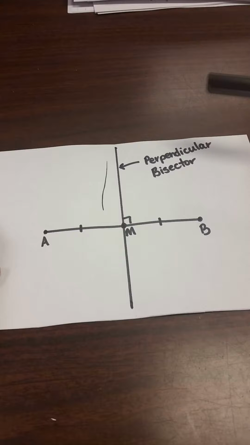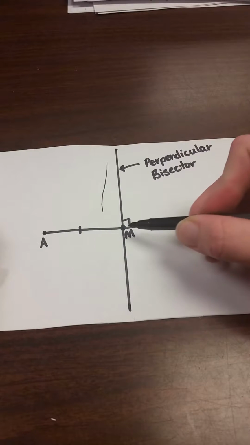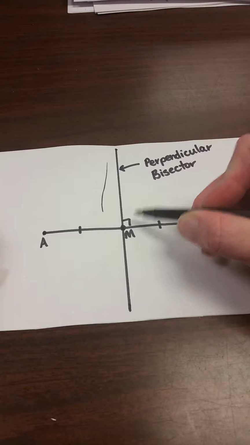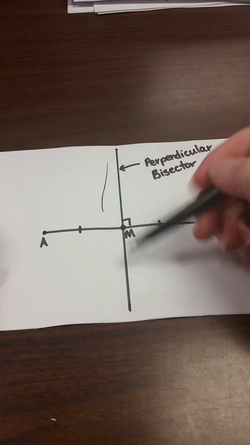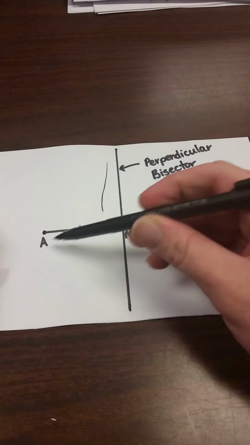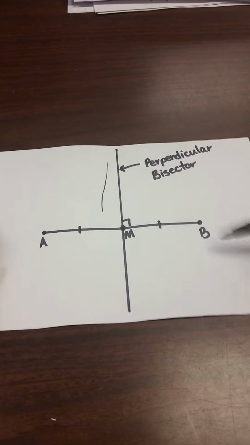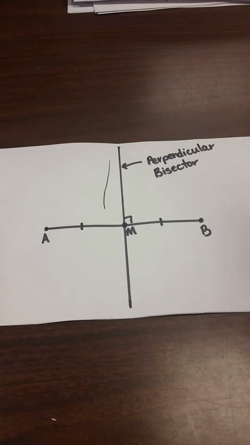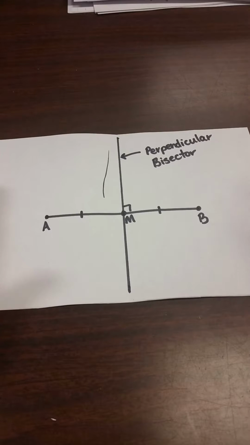Perpendicular bisector. Perpendicular, if you remember from Unit 2, the word perpendicular means you make a right angle, and the word bisect means you cut in half. So this segment has made a right angle, and it's cut segment AB in half because AM is congruent to MB. Okay, now, what we're going to do in this unit is learn something that's true about a perpendicular bisector.